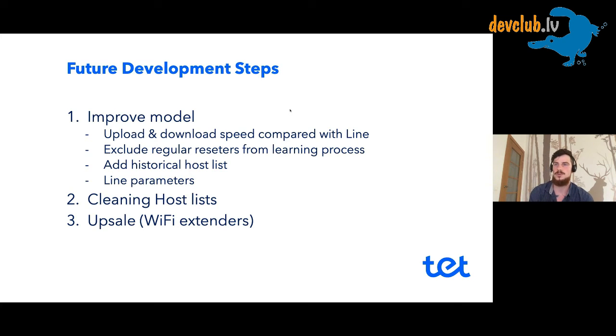excluding people who reset routers every day, like when they just leave the house and kill the power and then come back and turn it on. There's a high percentage of those as well in our network, which was a surprise to me, but that's how it is. Then add some historical host lists so we can see how it's changing over time to the model line parameters.